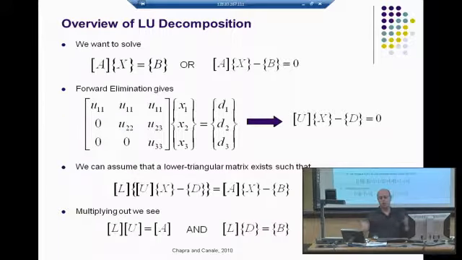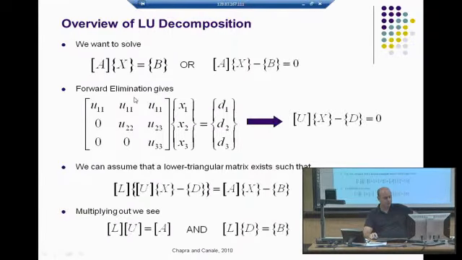I don't want to go through all the detail. I feel like that's more appropriate in a different class. But I did want to give you an overview of how LU decomposition works. Basically, if you've got a system of equations like AX equals B, another way to write it is AX minus B equals 0.